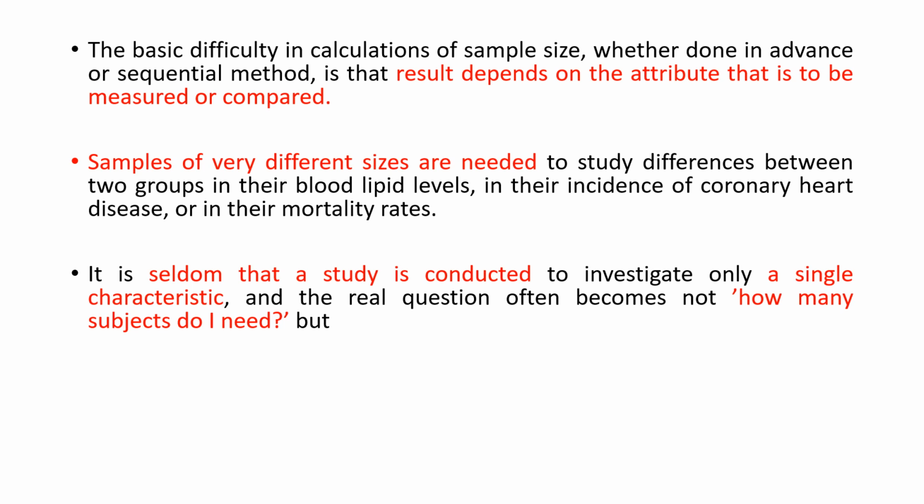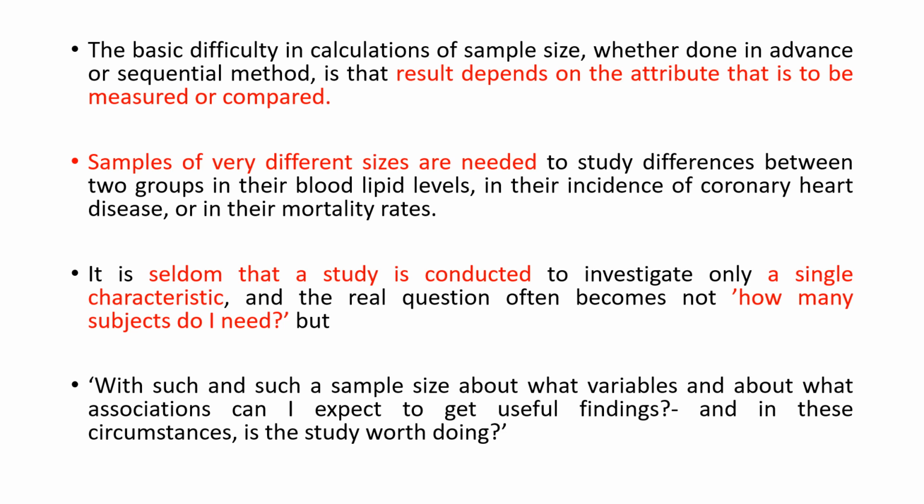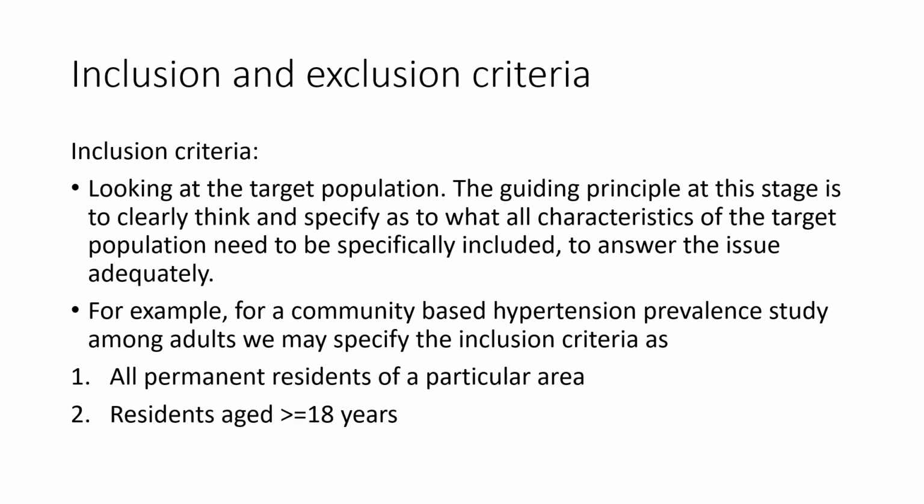Coming on to the second part, the inclusion and exclusion criteria of the studies. Inclusion criteria, looking at the target population, are usually decided by the principal investigator or the co-investigator according to the methodology: what are the eligibility criteria, whom you want to include in the study, what type of area you want to cover, what type of specific disease you want to cover. So according to the design of the study, the inclusion and exclusion criteria will change.